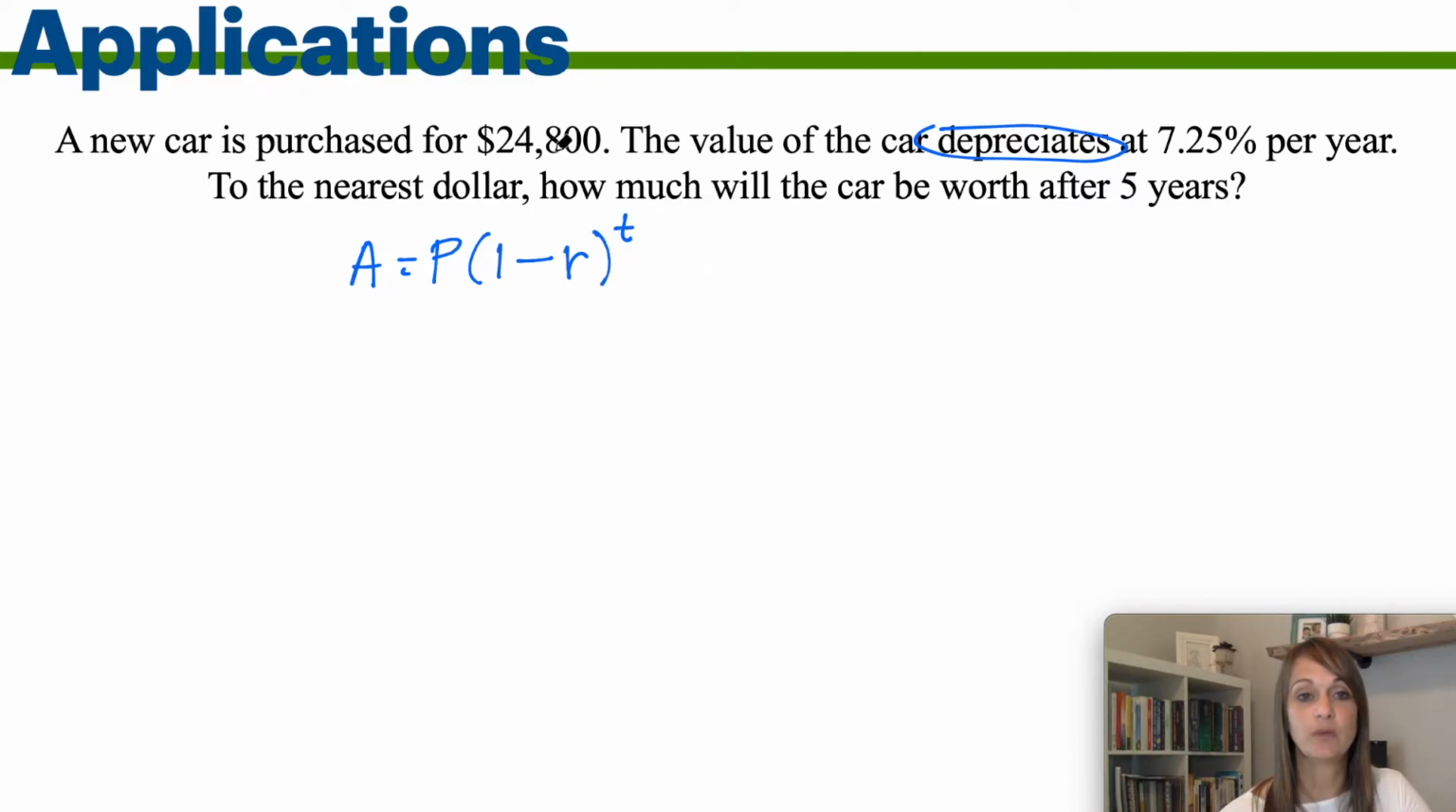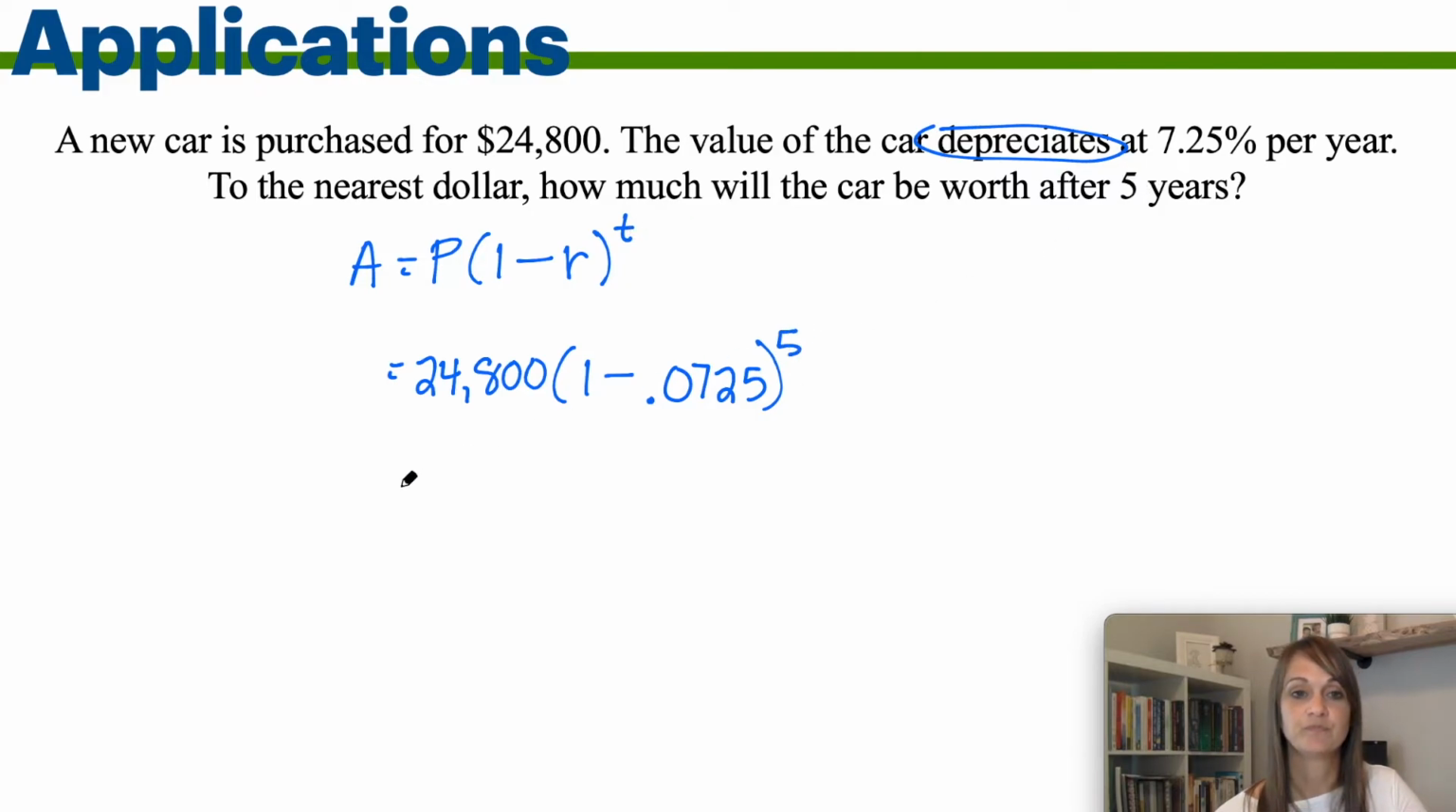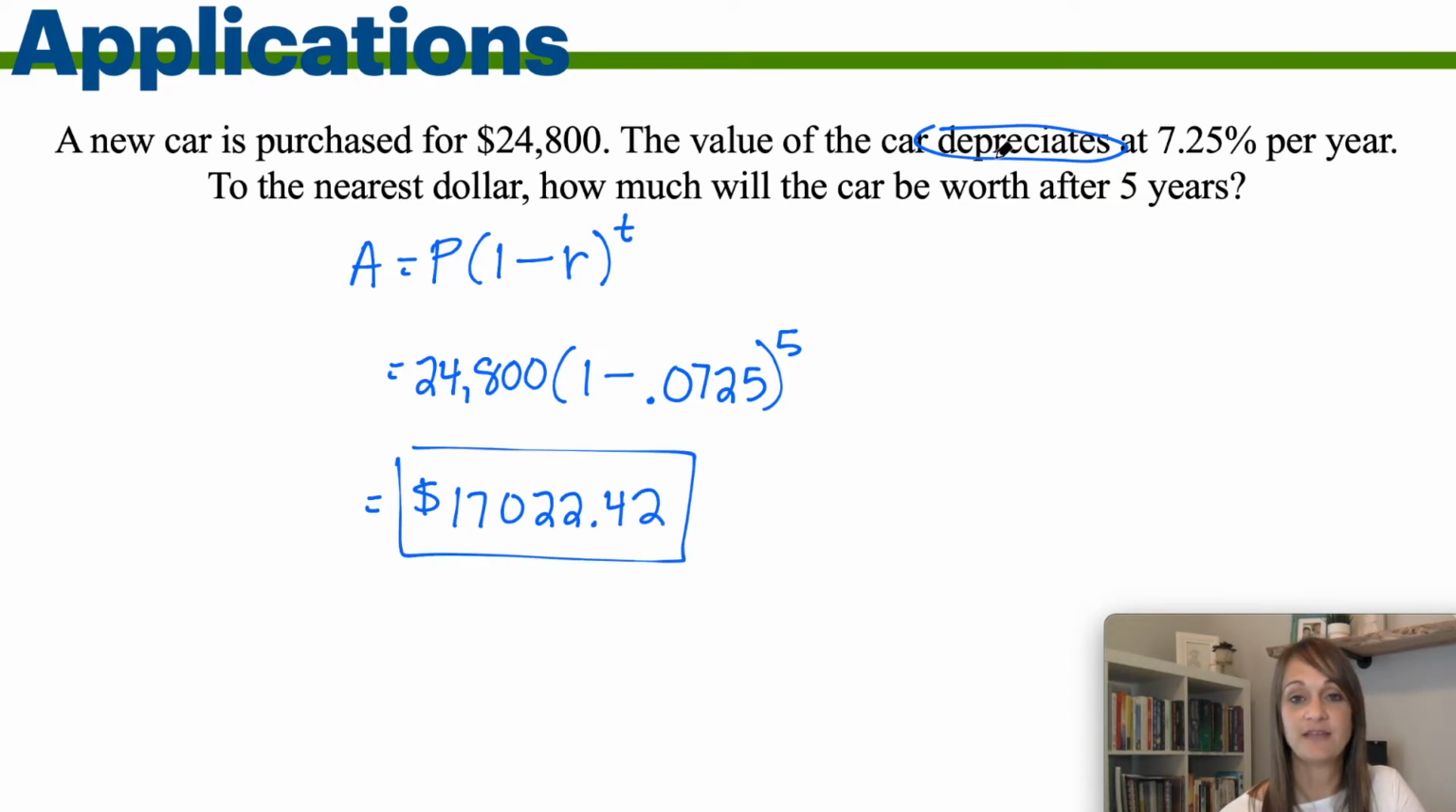We know the initial purchase was $24,800, and the rate is 7.25%. But remember, you got to move it and make it a decimal. So you got to move the decimal place twice, leaving you 0.0725, and then raise to the amount of time, and it was 5 years. And if you put that whole thing in the calculator at the beginning, you will get $17,022.42. The fact that it says depreciate means you need to subtract from the original 100%.